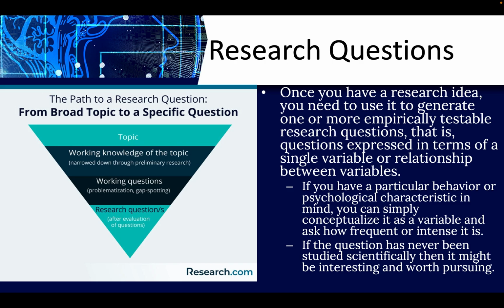Once you have a research idea, you need to use it to generate one or more empirically testable research questions. That is, questions expressed in terms of a single variable or relationship between variables. If you have a particular behavior or psychological characteristic in mind, you can simply conceptualize it as a variable and ask how frequent or intense it is. If the question has never been studied scientifically, then it might be interesting and worth pursuing.